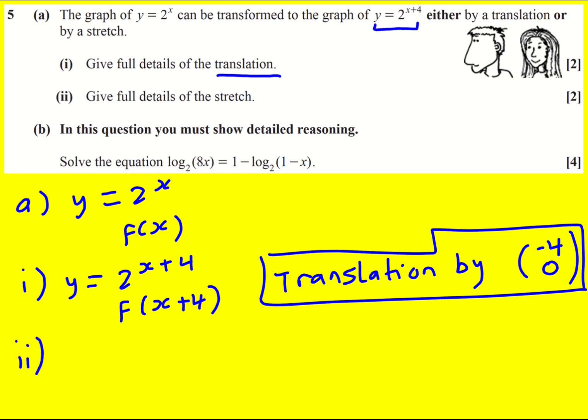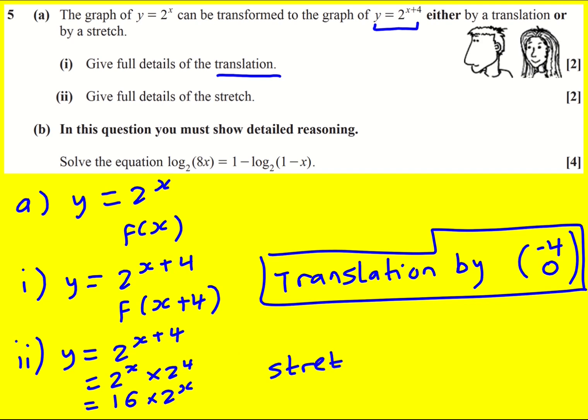Part 2 is the tricky one. Now we need a stretch. So stretch is when you multiply. And it doesn't really look like it's being multiplied at the moment, but that's because we have to separate it and write it as 2 to the x times 2 to the 4. 2 to the 4 is 16, so it becomes 16 times 2 to the x. So it's a stretch by scale factor 16, and that was outside of the function. It's in the y direction.